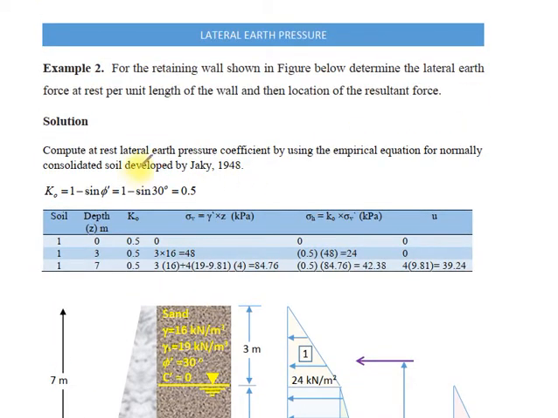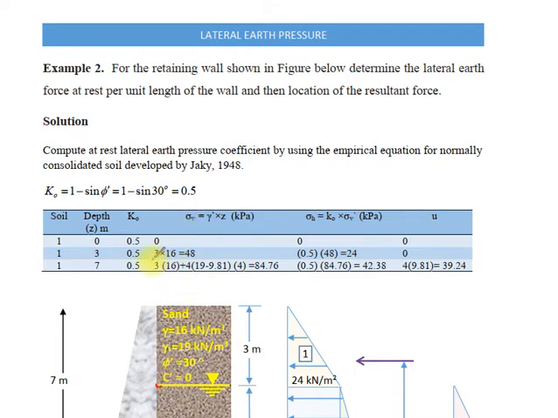First, compute the at-rest lateral earth pressure coefficient by using Jaky's equation. K naught equal to 1 minus sine phi, 1 minus sine 30 equal to 0.5. Here construct the following table. At depth equal to 0, sigma vertical will be 0, since sigma vertical equal to gamma dash multiplied by z. At the second point, at 3 meter depth, K naught equal to 0.5, since the soil is the same at this point.